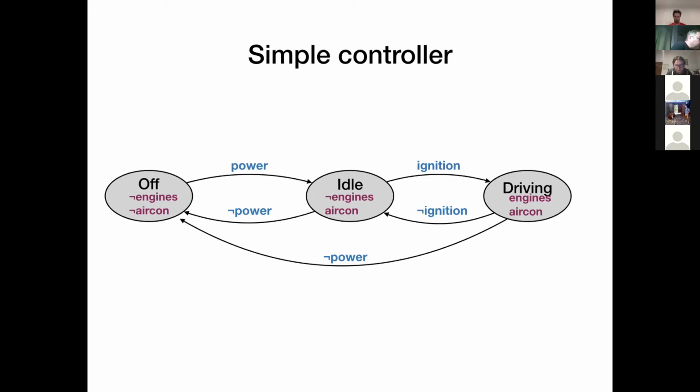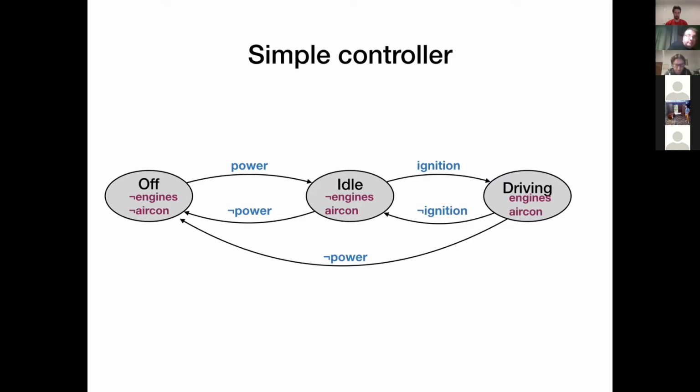When we're in the idle state, the engines are still off and the air conditioner is on. And finally, we can turn the ignition on and we go from the idle state to the driving state, and then we turn the engines on. And if at any point we turn the power off, then we go all the way back to the off state and make sure that the engines and the air conditioner are both off. Or if we just turn the ignition off, we go back to the idle state.